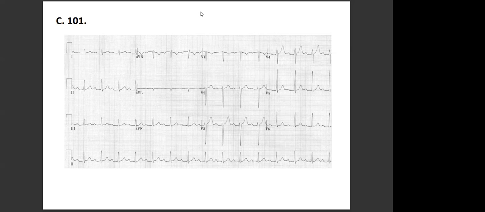And there is a regular P wave, and the PR interval is longer than normal. It's more than 5 small squares. Okay, so I think it's first degree AV block. What about the axis? It's a normal axis.